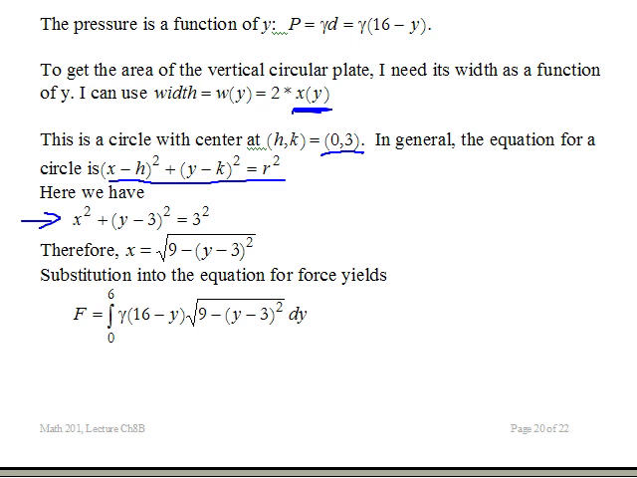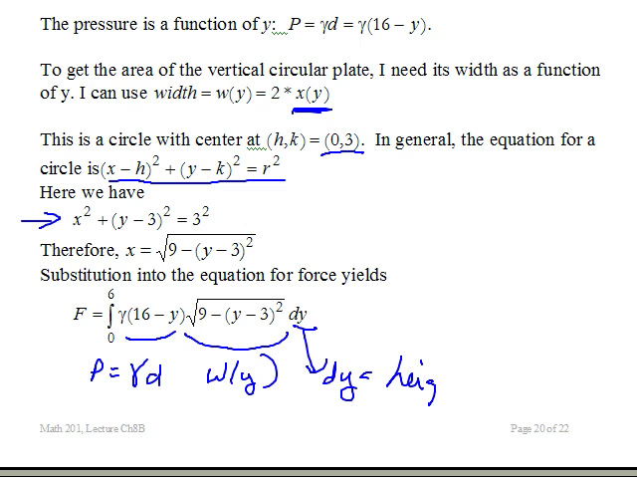I'm going to put this into the equation here. So gamma, these first two terms are the pressure. Pressure equals gamma times depth. This is the width as a function of y, and then the dy gives me the height of each little section, infinitesimally small height. And that's why this is a definite integral. I integrate from the bottom of the drum to the top of the drum in y, from y equals 0 to y equals 6. That integral gives me my entire force on the drum.